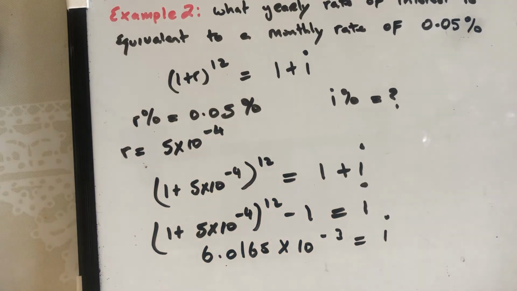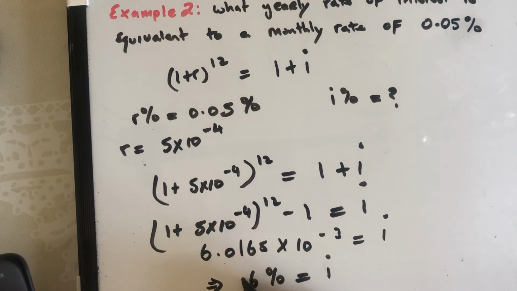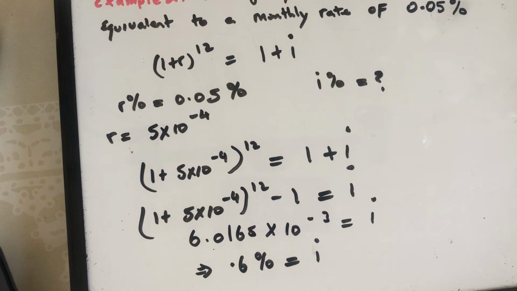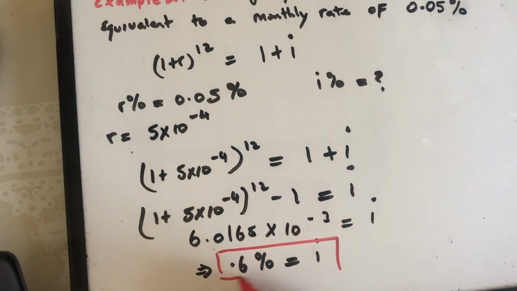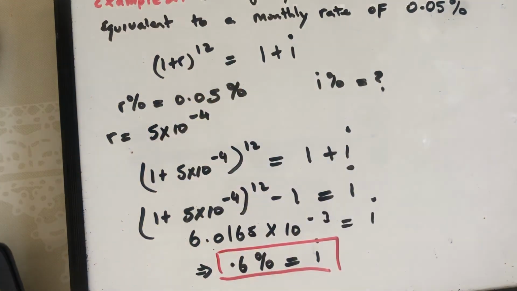And of course, this here is decimal, so multiply by 100 to give us percent. 0.6% is equal to the I. And we're done. So that's video 1, using this formula up here to convert between monthly and yearly interest.